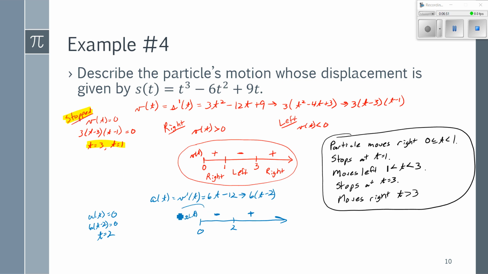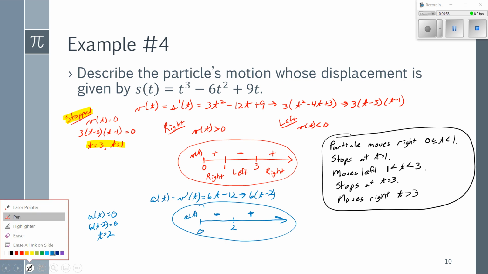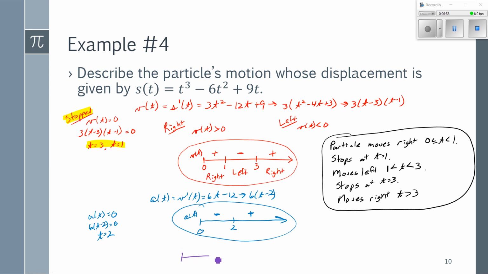If I combine my two sign charts into one chart, I have a 1, a 2, and a 3. Here's my velocity, here's my acceleration. From 0 to 1, velocity was positive. From 1 all the way to 3, velocity was negative, and then after 3, velocity was positive. From 0 all the way to 2, acceleration is negative. From 2, anything bigger than 2, acceleration was positive.